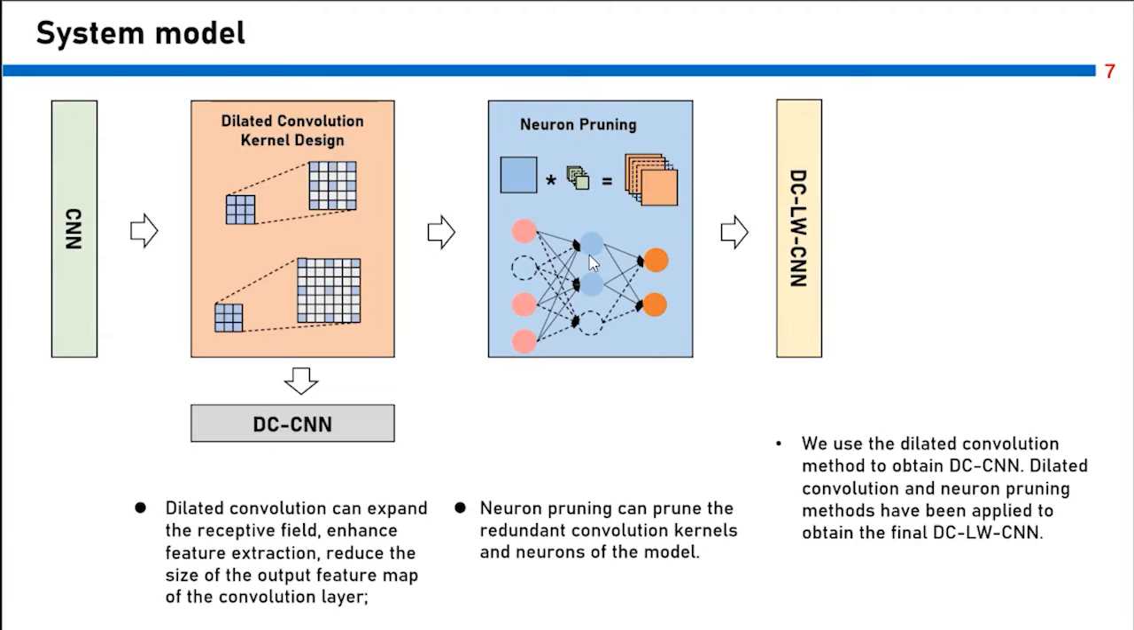Among them, dilated convolution can expand the receptive field, enhance feature extraction, and reduce the size of the output feature map of the convolution layer. Narrow pruning can prune the redundant convolution kernels and channels of the model.